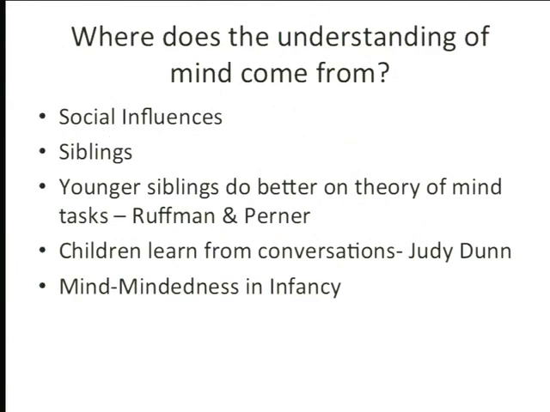So we can ask exactly the question that we just asked before, which is where is it that this understanding of the mind comes from? If there are these changes between 3 and 4, what's happening out in the child's world that's leading to this big change in the way that they think about other people and perspective taking and the rest? Well, one way that you could ask this question is to look at social influences.